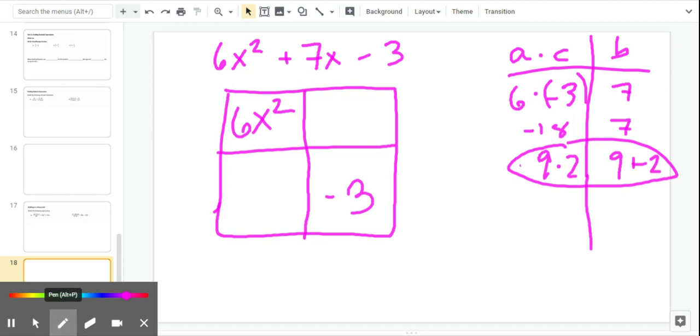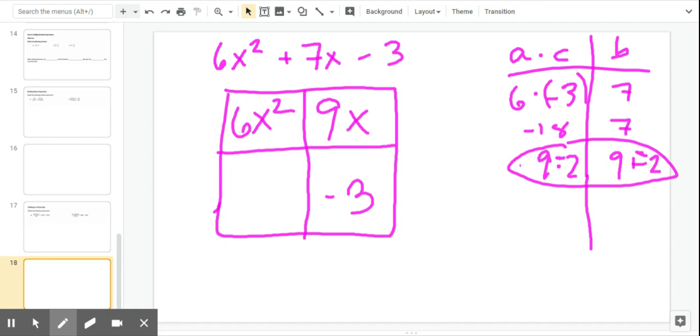All right, so it's 9 and negative 2, actually. So 9 and negative 2. Okay, that's better. So 9 times negative 2 is negative 18. 9 plus negative 2 is positive 7. So let's put 9x here, negative 2x here.